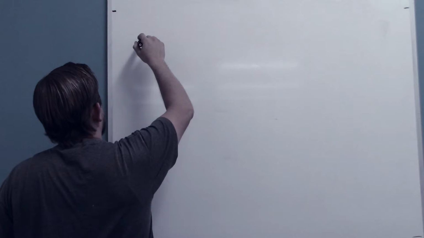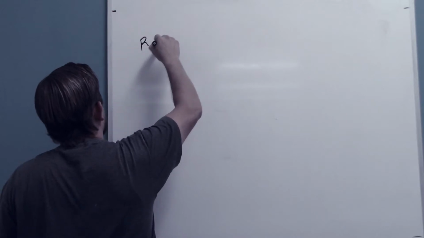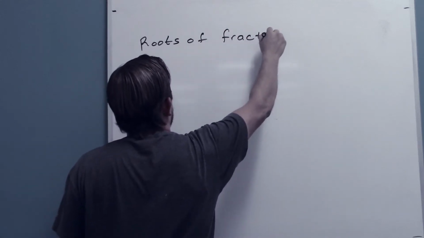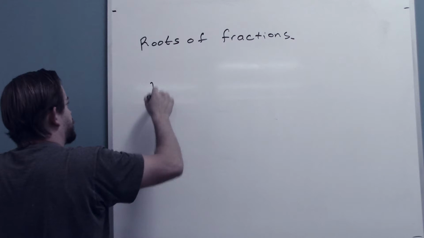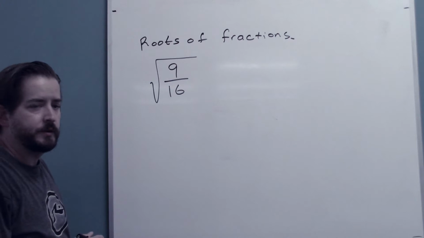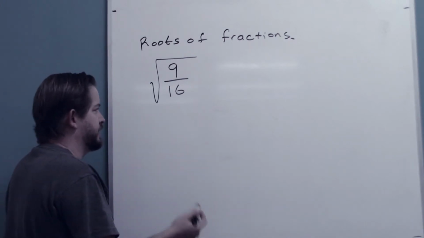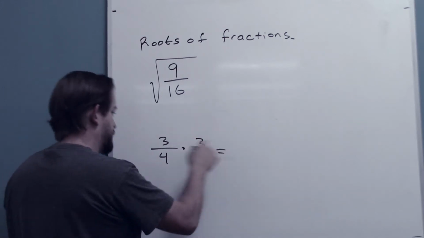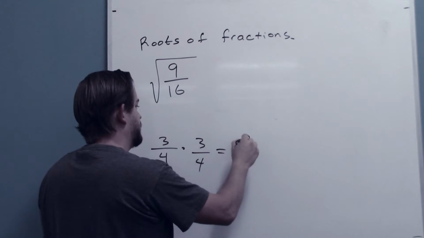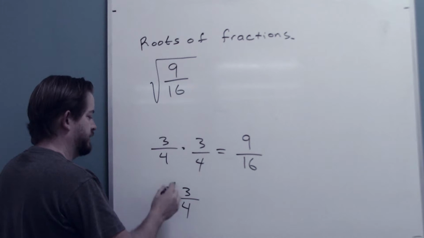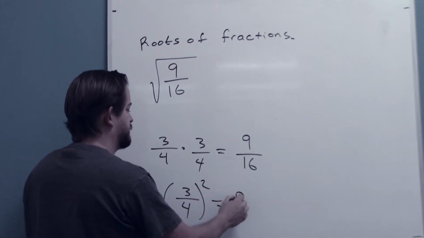Alright, we have a couple of properties of square roots. The first one is the root property of fractions. So for example, if I have something like, say, 9/16 as a square root, I can note that if I take 3 over 4 and I multiply it by 3 over 4, I'm multiplying the numerator and multiplying the denominator. That gives me 9 over 16. But this is to say that I had 3 over 4 squared was 9 over 16.